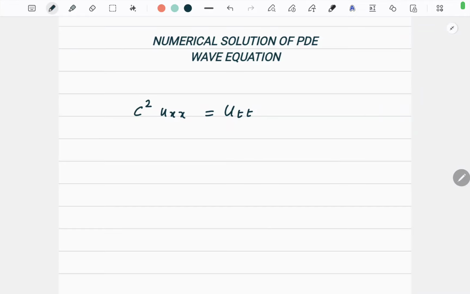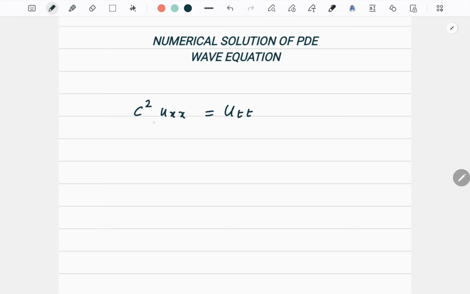Hello students, let's discuss a very interesting topic, numerical solution of partial differential equations, and in this first we will study the wave equation. In numerical methods we have done a lot of things like solving equations, numerical integration, and differential equations. Now we are going to discuss partial differential equations. In this we will have three types: wave equation, heat equation and Laplace equation. So now let us start with the wave equation.